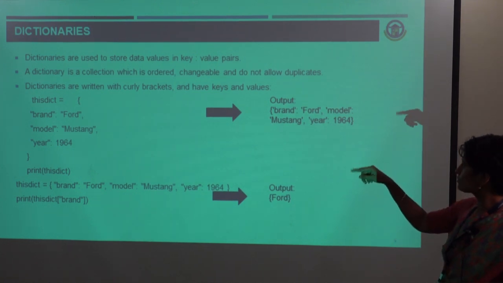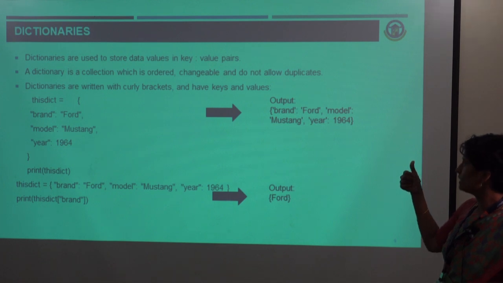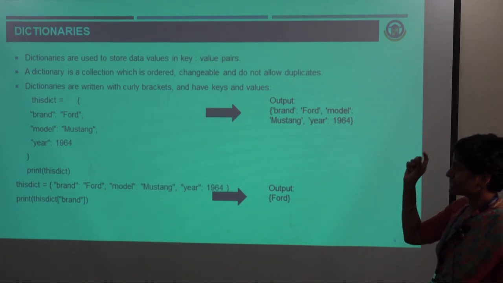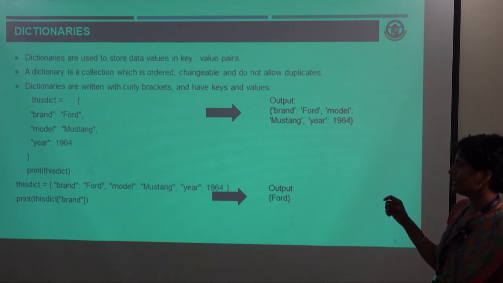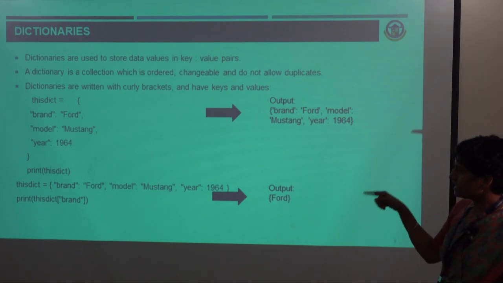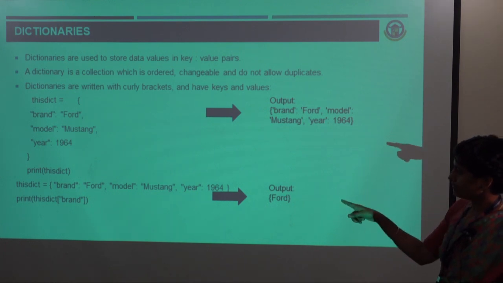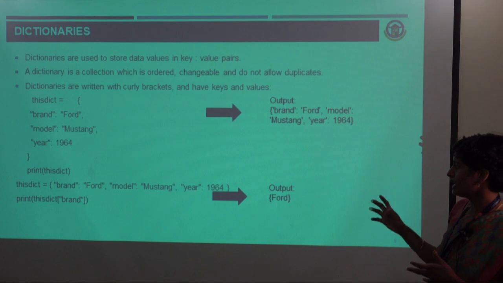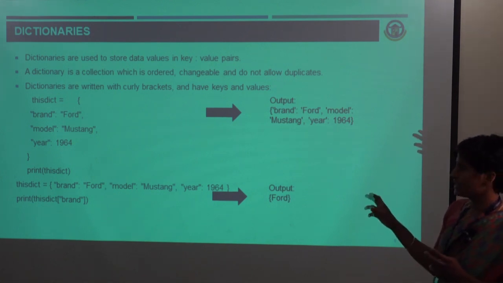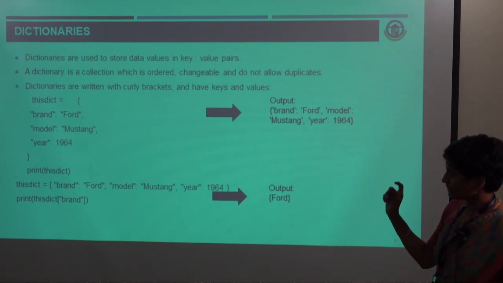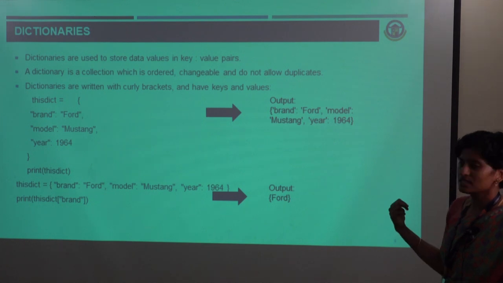While we are printing this one, we will get output like this: brand, Ford, model, and so on. If we want some specific value, we can also get it using the key. See the last example program, where we want to know only the brand of that dictionary. We have given brand, so it will give the output as Ford.